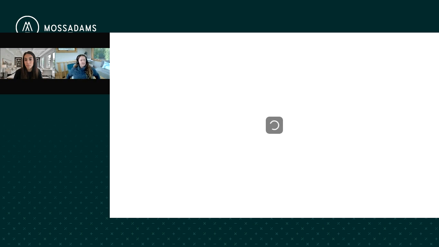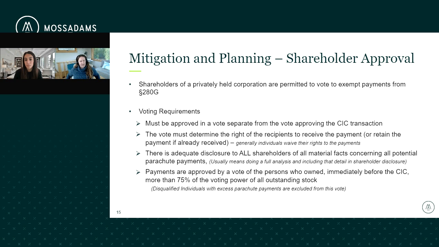And I'm going to talk a little bit about potential mitigation and planning around Section 280G. The most common thing that we see to help with 280G is the shareholder approval process. Since the intention of Congress with Section 280G, as Sami mentioned, was mostly to protect the shareholders in a transaction, the regulations permit shareholders of a privately held corporation to have a vote to exempt those payments from Section 280G. And as far as privately held, to the extent a company has anything that's readily tradable, then they're not considered privately held. But otherwise, they're allowed to go through this vote.